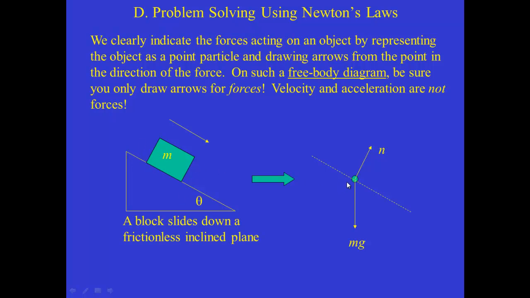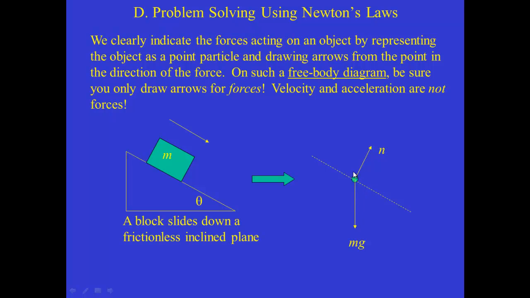There's one more thing though that we have to do, and one of the steps in problem solving using Newton's laws is to choose a coordinate system. We will find it convenient in a problem like this to choose a coordinate system where one of the axes is directed parallel to the ramp, because that's the direction that the object's going to move.